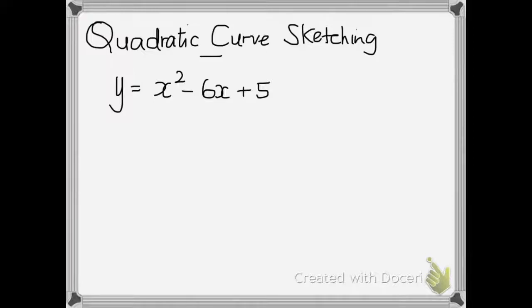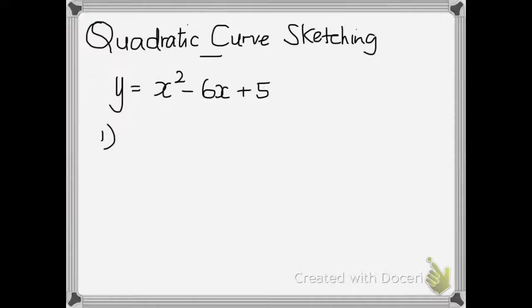So for instance, you are supposed to sketch y equals x squared minus 6x plus 5. There will be three steps that you need to do. The first one, you need to do a complete square. So what is the complete square of this?